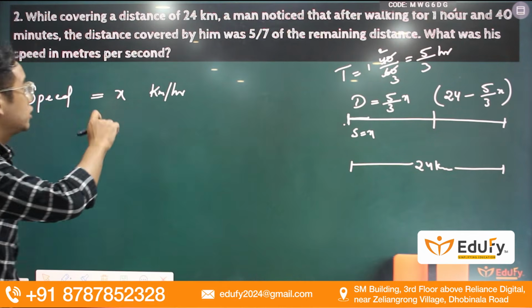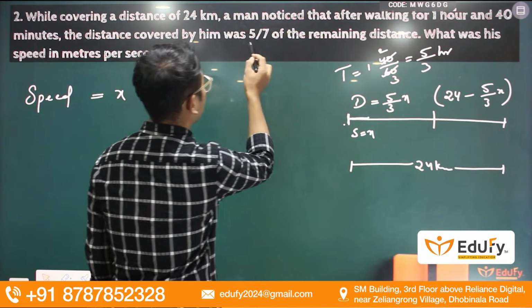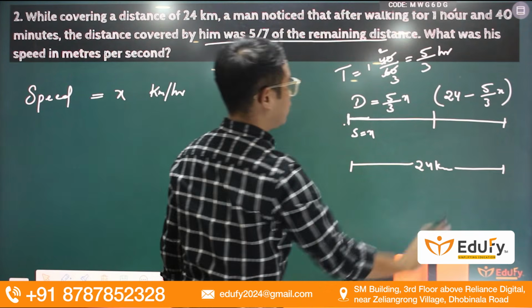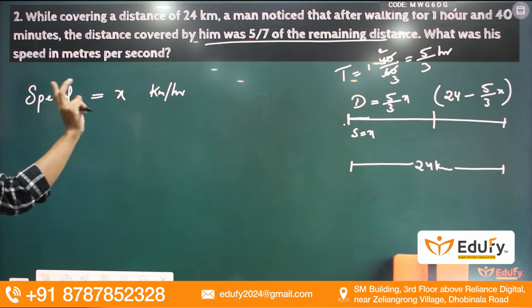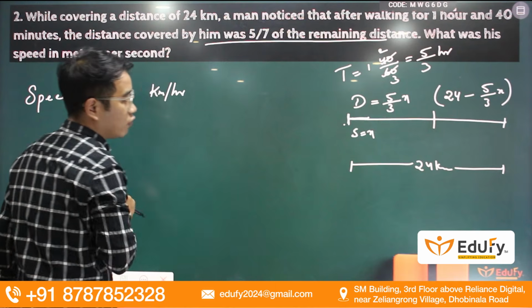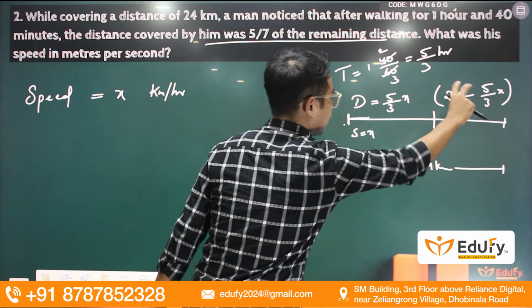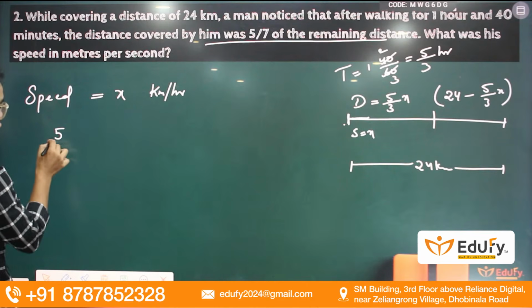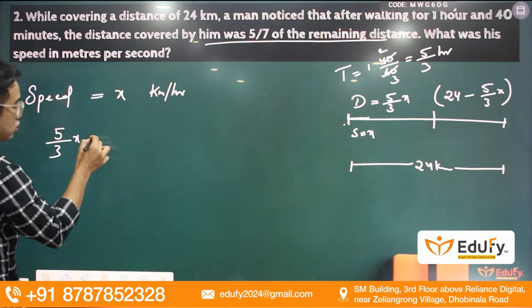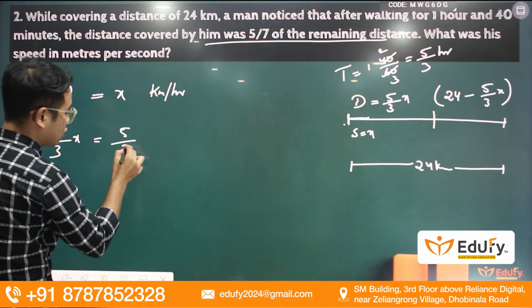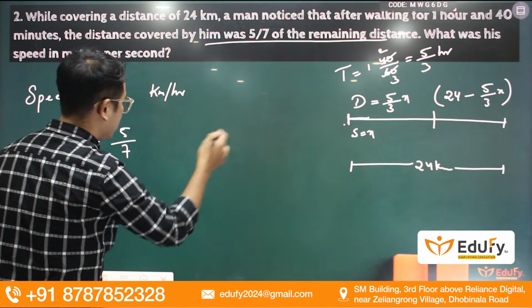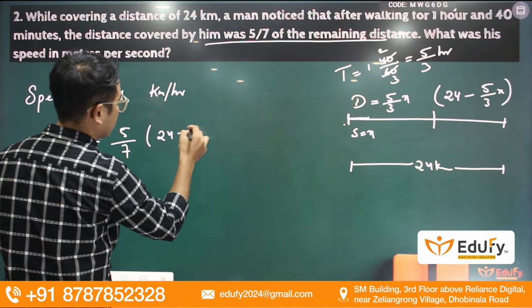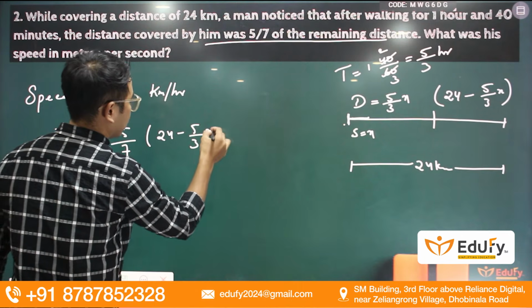Now, in your question, it says the distance covered by him was 5 by 7 of the remaining distance. That is your remaining distance. This is the distance that you have covered. That means this is 5 by 7 of this. And that is your equation. So from here, we'll try to solve the question. This should be equal to 5 by 7 of the remaining distance. Your remaining distance was 24 minus 5 by 3x.